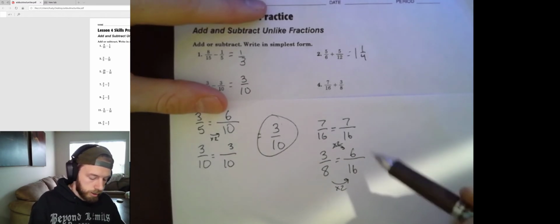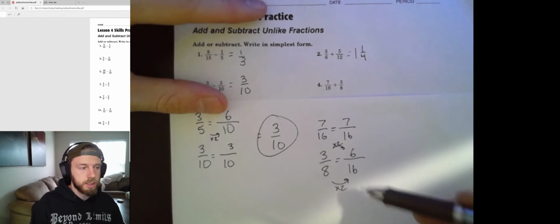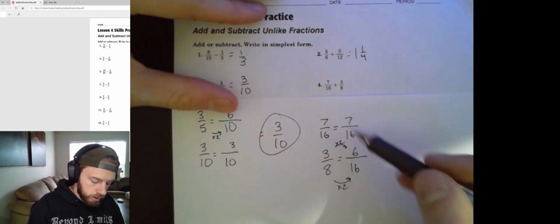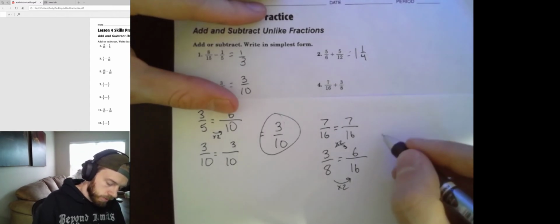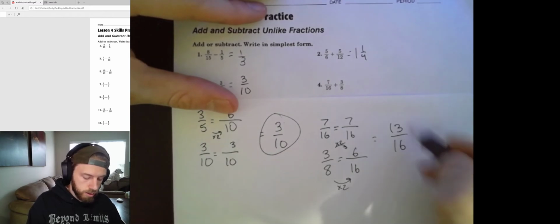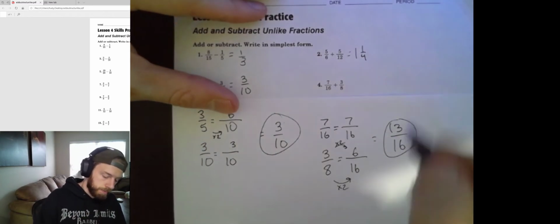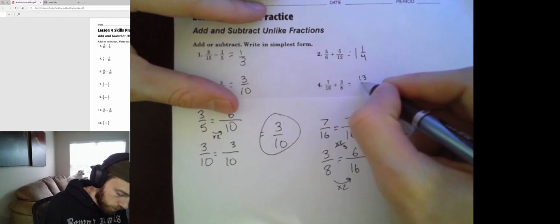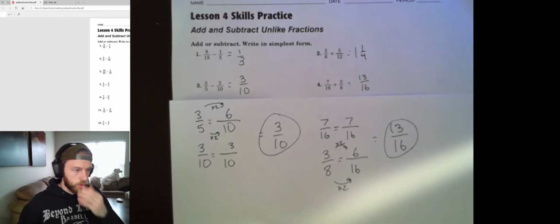But now because they are the same size pieces, 7/16 and 6/16 can be added together. 7 and 6 makes 13. You add those together, you get 13/16. And that can't be simplified. And that's your answer to number 4.